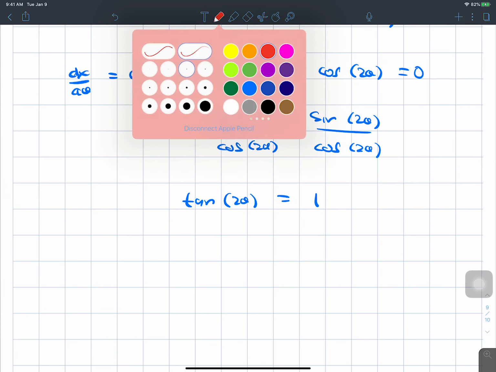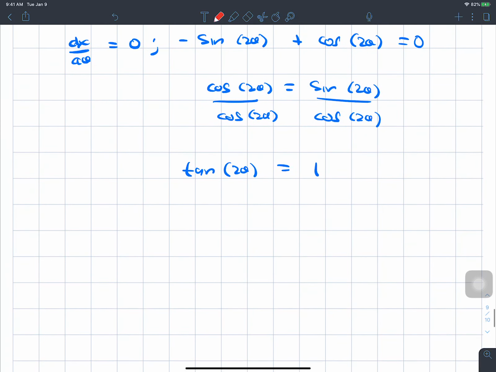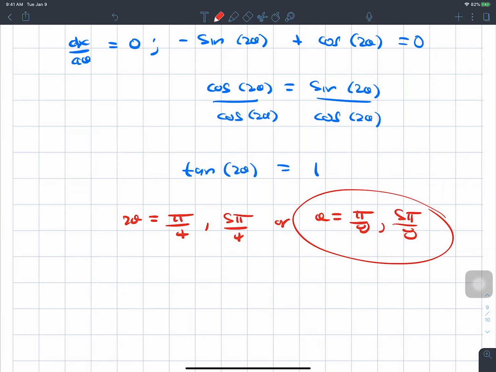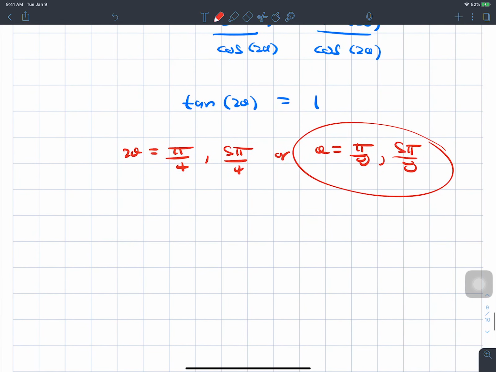You end up with the equation tangent 2θ equals 1. And again, this happens for 2θ in quadrant 1, π/4, and quadrant 3, 5π/4. So I'll do it this way for you guys: θ is π/8 and 5π/8. These are the angles. So you're solving that trig equation.